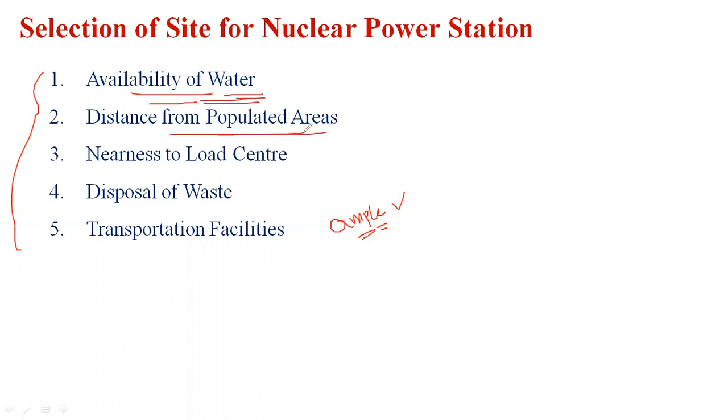Distance from the populated area. Actually, the nuclear power plant should be constructed away from the populated area because it releases radioactive substances, so that human beings are not affected.